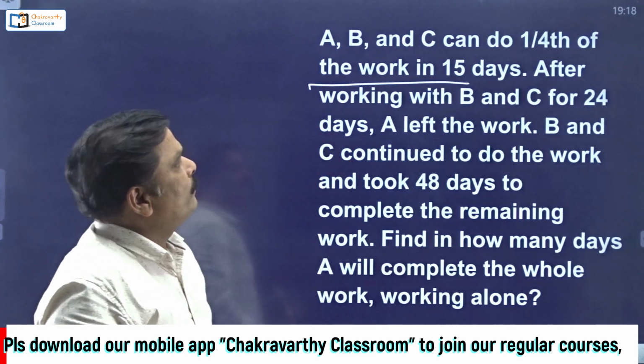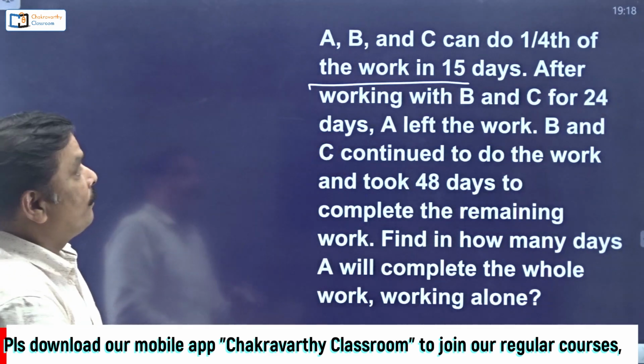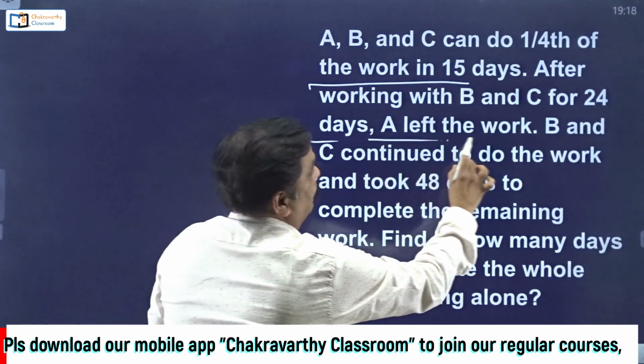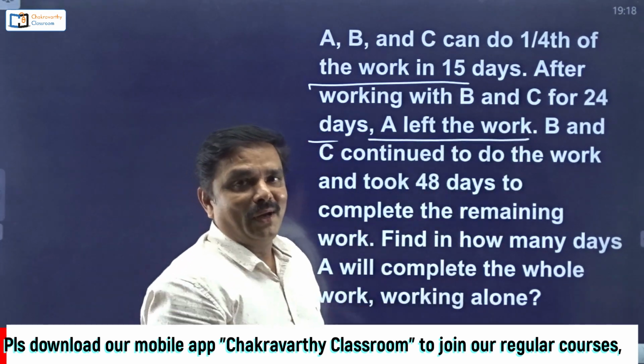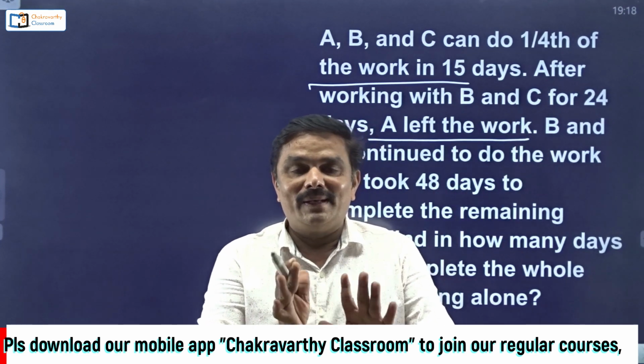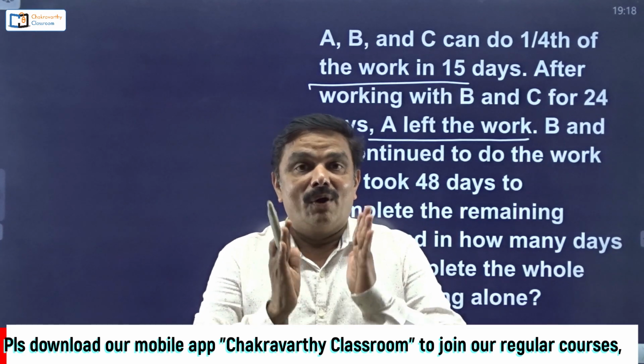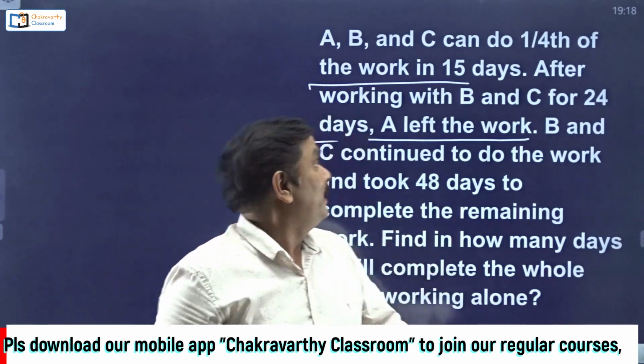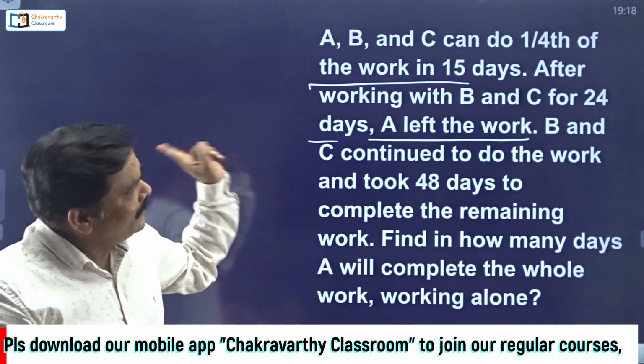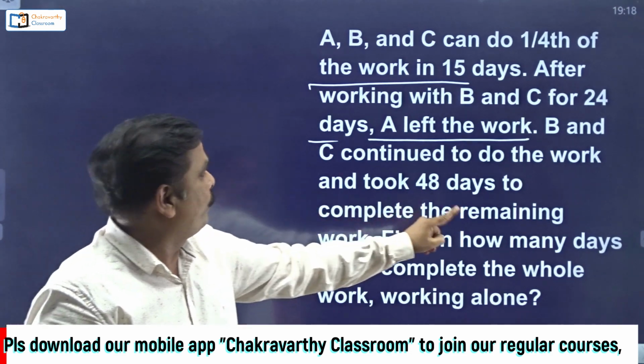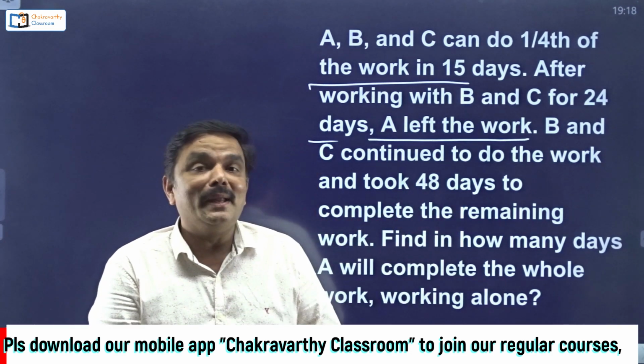Next, after working with B and C for 24 days, A left the work. What is the meaning of that? A, B and C, all three, started the work together. They worked for 24 days. Then A left the work. B and C continued to do the work and took 48 days to complete the remaining work.